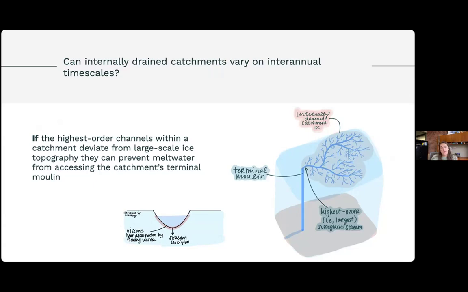So if an internally drained catchment were to vary on interannual timescales, this could happen if the highest order supraglacial stream deviates from our large-scale ice surface topography. Even though a very small proportion of a supraglacial catchment will deviate from our large-scale flow, if this occurs over the very critical highest order stream that is leading to our moulin, then we can get some interannual variability there. And that's where these very small changes, this very hyper-localized surface topography, could really be important at the larger catchment scale when we're looking at our supraglacial catchment distribution.